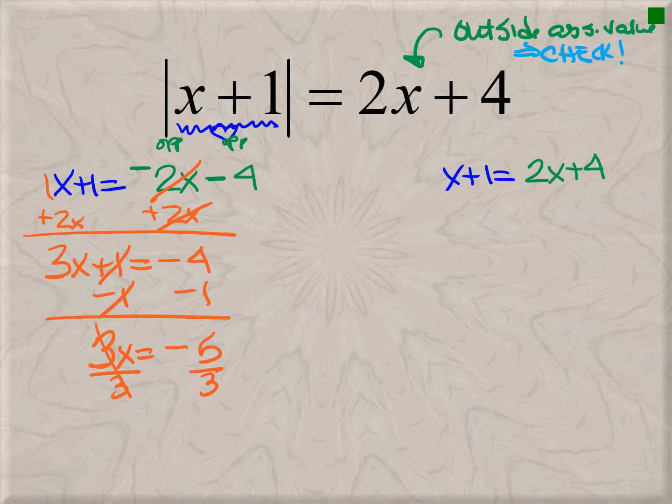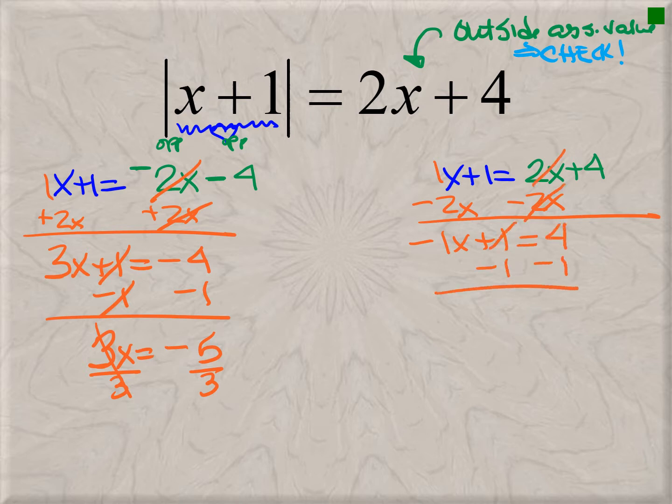I'm going to talk about the check in a minute. Over here, I'm going to subtract 2x. It's just what I do, people. So I have negative 1x plus 1. Oops, those cancel. Equals 4. I'm going to subtract the 1. Those cancel. Don't lose that negative 1 on the x. And I'm going to divide by negative 1.